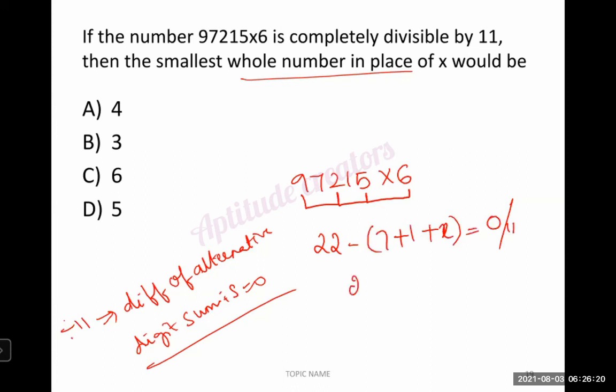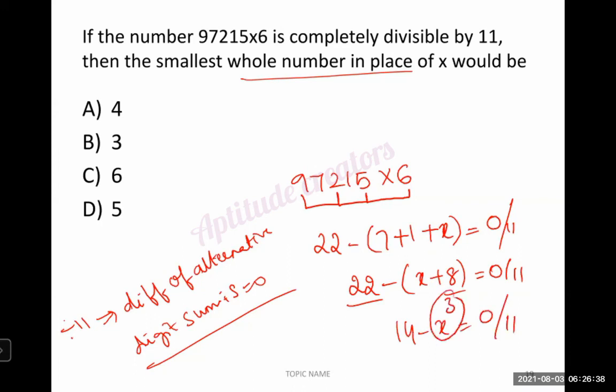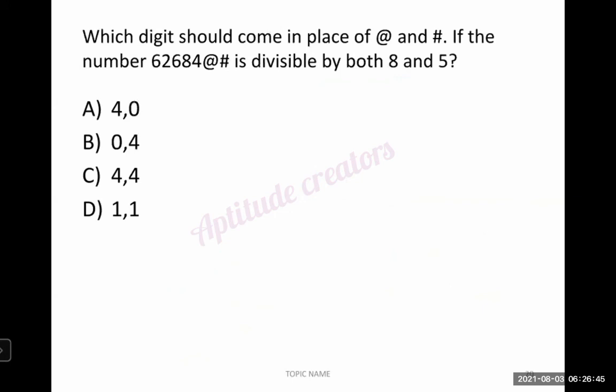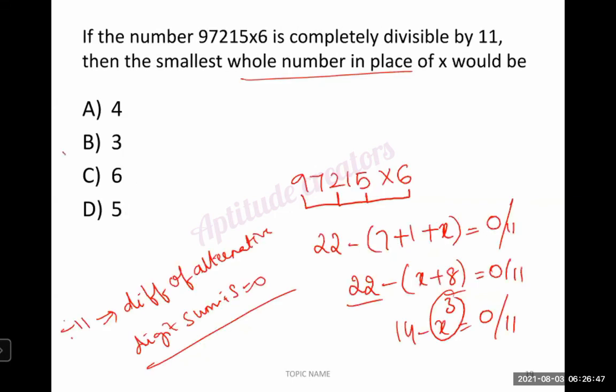Now can I say this is about 22? 22 minus x plus 8 is equal to 0 or a multiple of 11. Now this is about 22 minus 8. What is 22 minus 8? 14. 14 minus x is equal to 0 or a multiple of 11. Right? Now if I am considering x is equal to 3, then 11. 11 is completely divisible by 11. Right? Can I say x is equal to 3? Answer is option B.